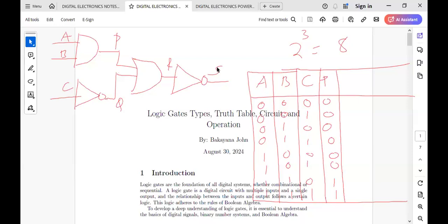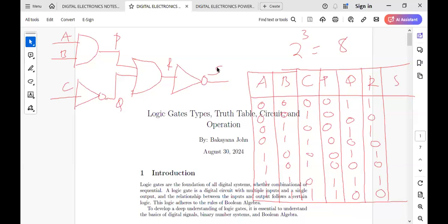How about Q? Q inverts the input C. If C is a 0, Q is a 1. If C is a 1, Q is a 0. Now, how about R? R is the result of the OR gate. I look for P and Q, and P and Q I add. So 0 plus 1, I get 1, and so on.